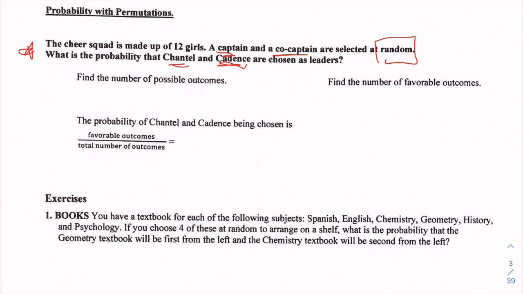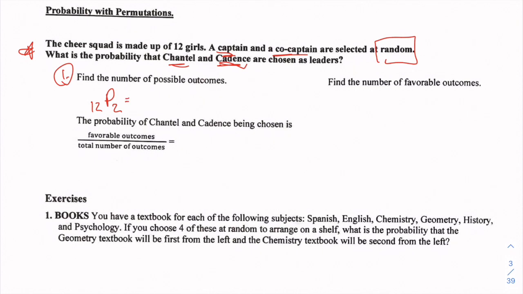Okay, so this is going to break down step by step. Step one, find the number of possible outcomes. So what are all the possible ways? Well, there's 12 girls, and you're picking how many? You're going to pick 2, right? One co-captain, one captain. So what are the total numbers of ways?